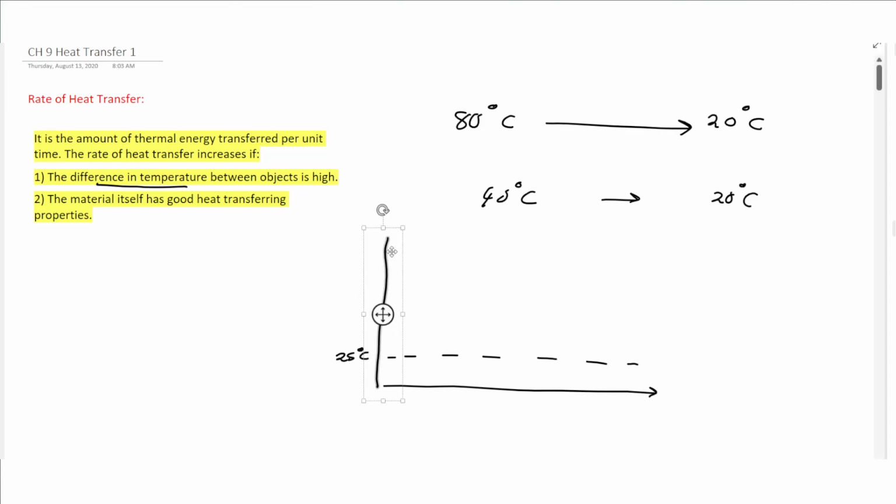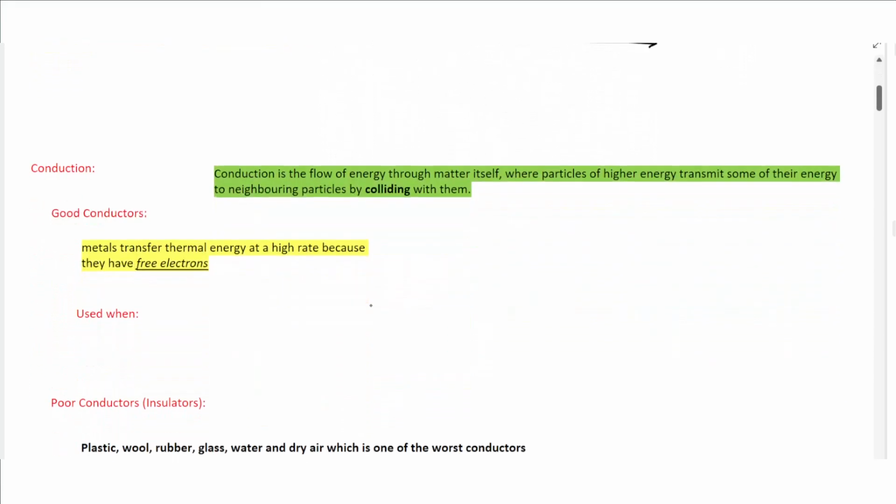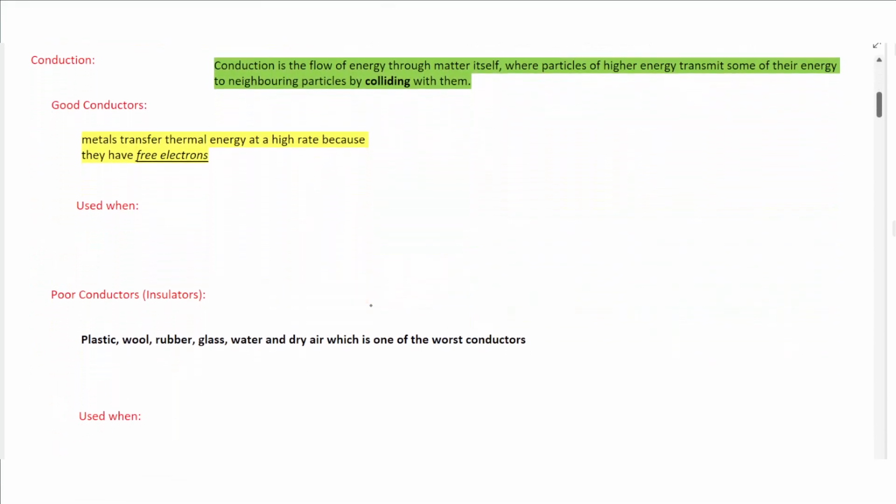And you start from a high temperature on the y-axis, you will find that the graph will be a decreasing gradient graph. It will be like this. It starts with a high gradient, then the gradient decreases. As the difference between the temperature of the object and the surroundings decreases, the rate of heat transfer decreases. The other thing that affects the rate of heat transfer is the material itself or the type of heat transfer process that occurs, which is either conduction, convection, or infrared radiation.